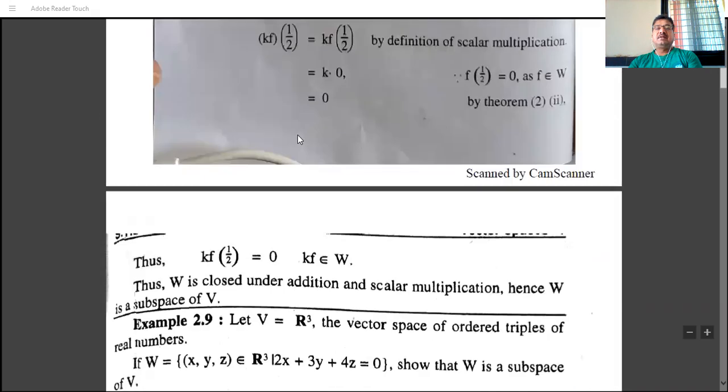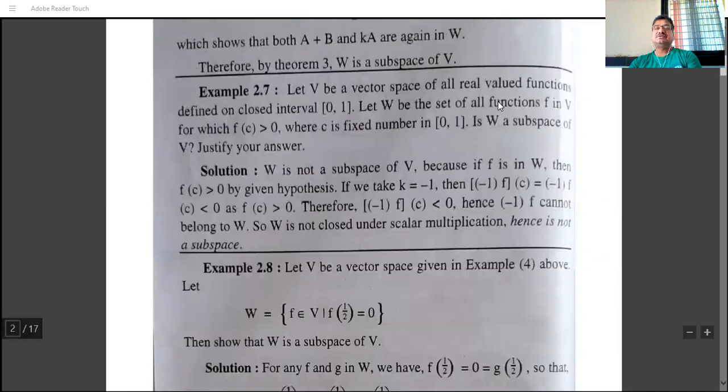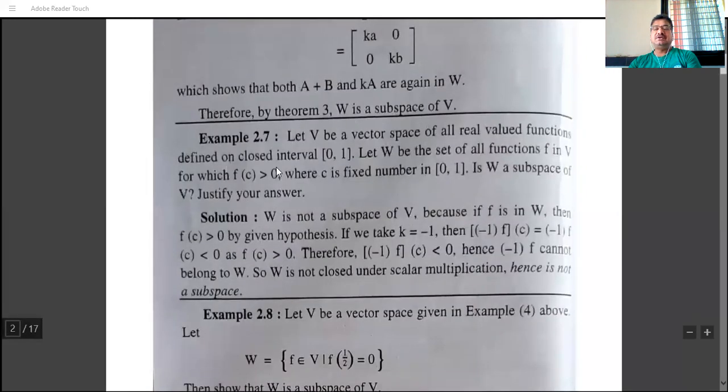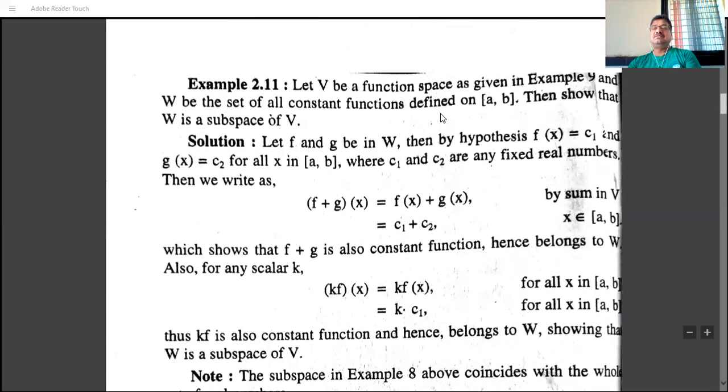Like this. V is a vector space of all real valued functions defined on the closed interval [a, b], and W is the set of all constant functions. What is the set W? W is the set of all functions from the set V such that f(x) = c for all x belonging to the closed interval [a, b]. For example, this W is the set of all constant functions.